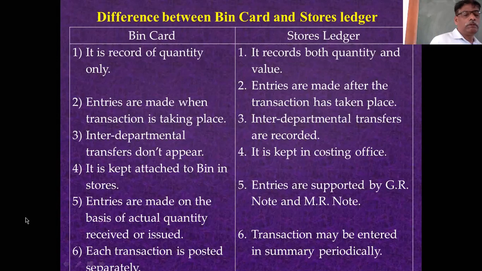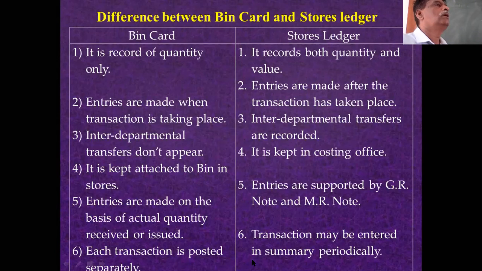Each transaction is posted separately in the bin card. Whenever a transaction takes place, it is posted separately because there is only one piece of paper. Then the transaction may be entered in a summary periodically.